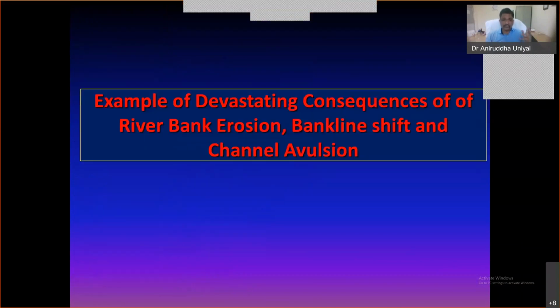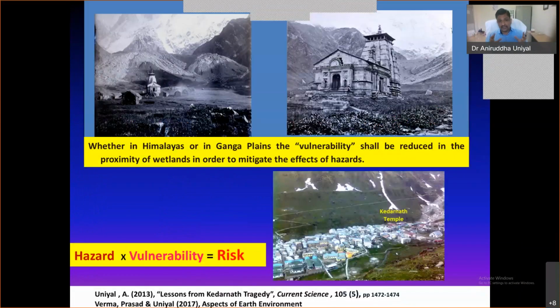Now, here is an example of how bankline shifts or bank erosion and channel reversion create havoc. You see, here vulnerability also has a role. The Kedarnath flood took place in 2013; a similar flood took place in 1882. But at that time, some eight to nine huts were around the Kedarnath temple. So the vulnerability was very low. I think a population of maybe 20, 30 might have been there. Pilgrims might have been there.